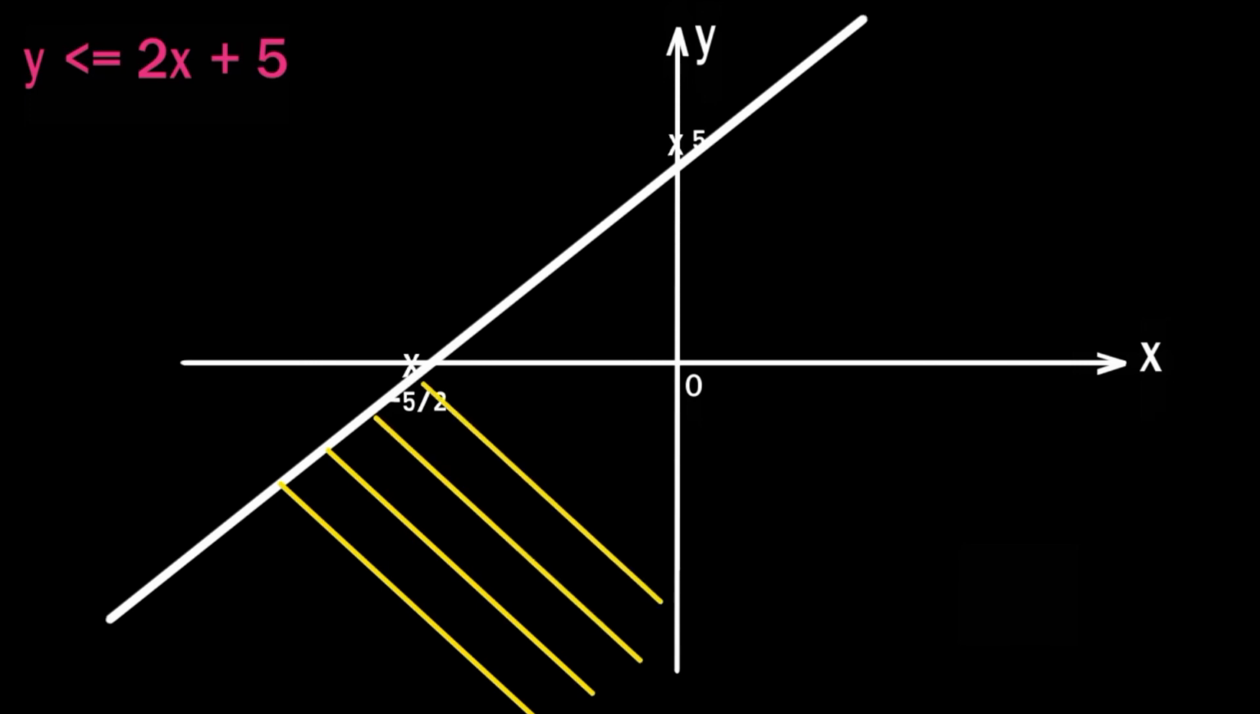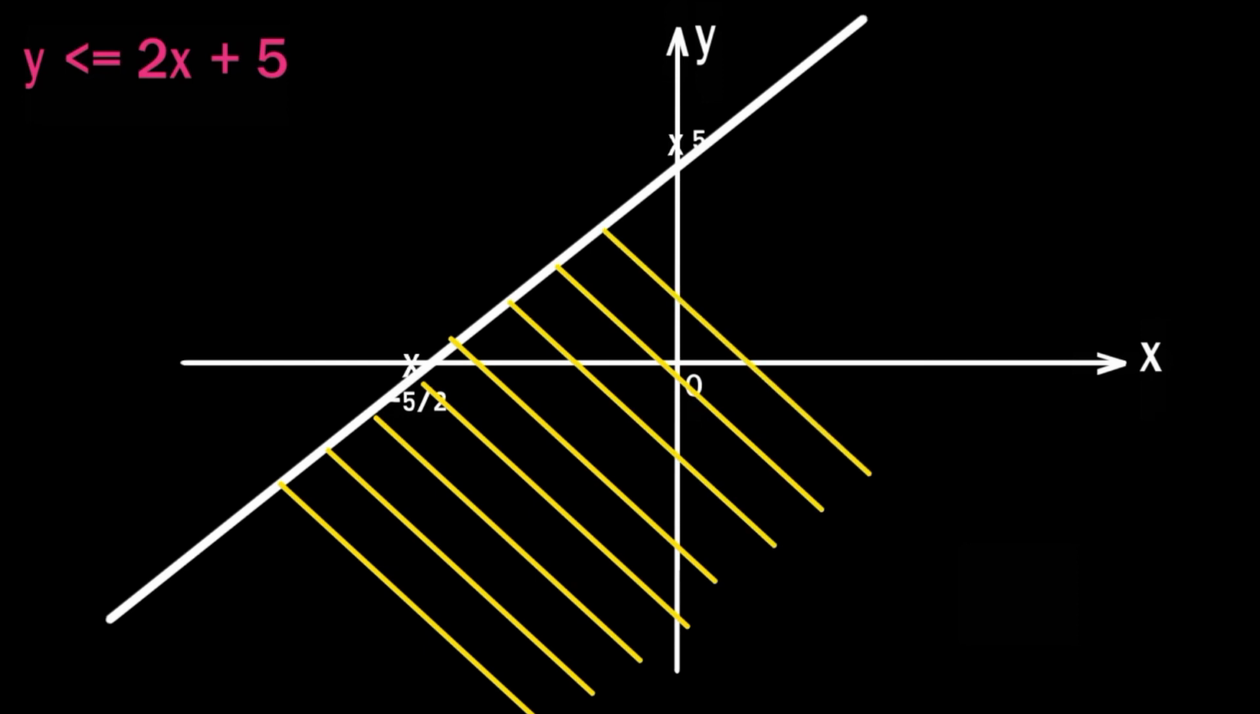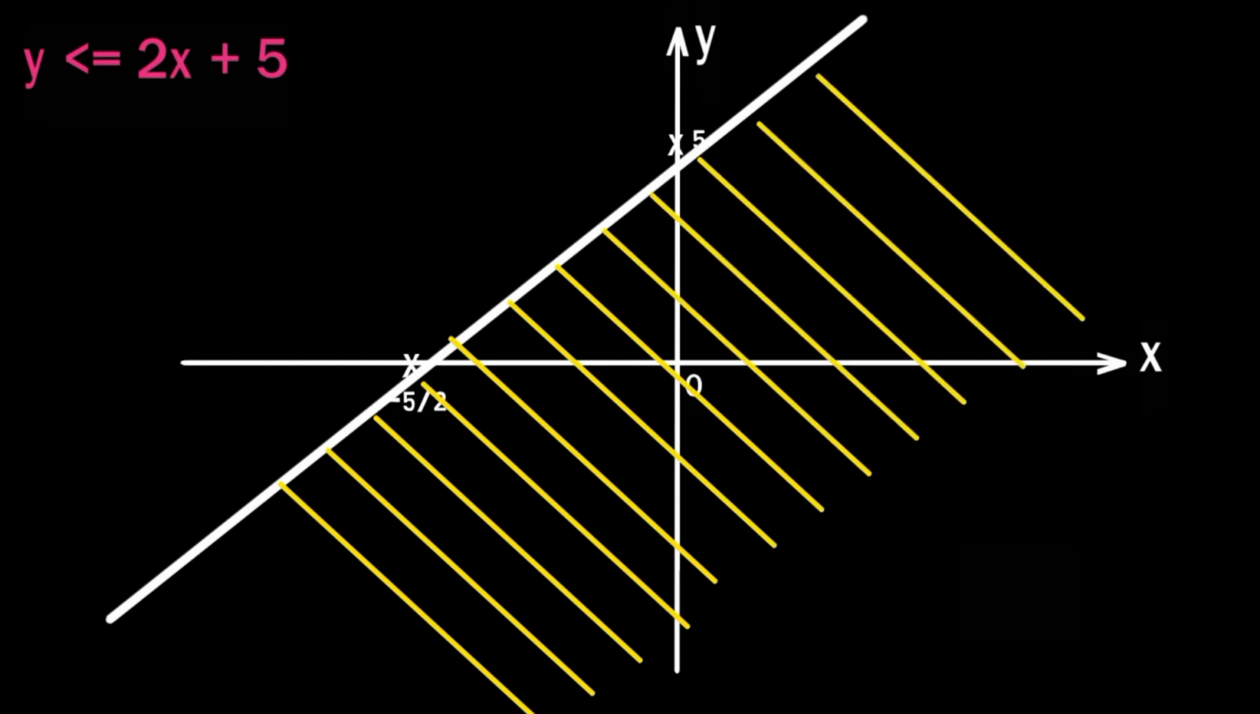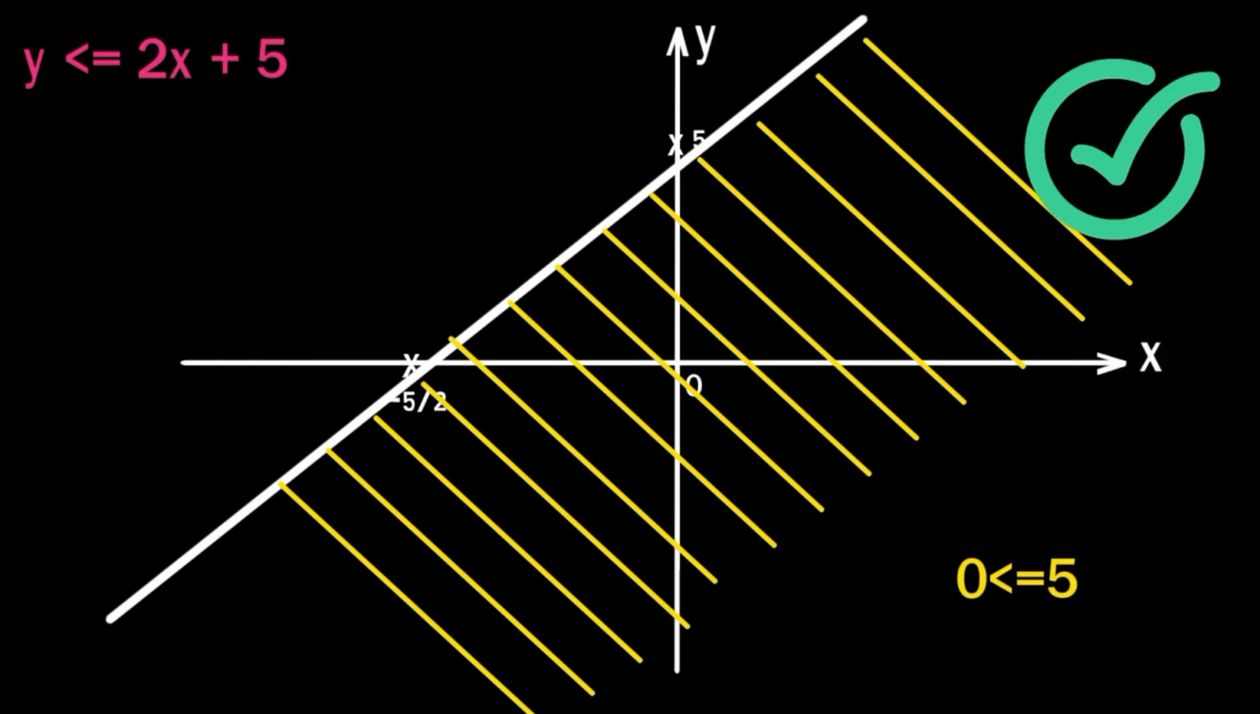So how can you actually check this? Again, you take any point in the shaded region, and it should give you the correct left hand side and right hand side. So let's say we take 0, 0, and we know that the right hand side will be 5, so this is correct. So this is the way you can check whether you shaded the correct regions or not.